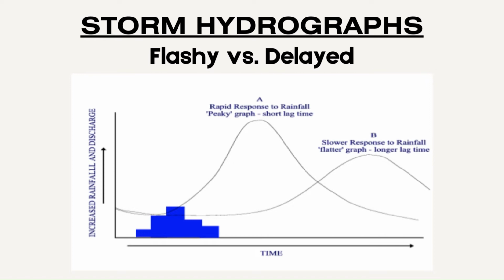In contrast, a delayed hydrograph shows a longer lag time, a gentler rising limb, and a lower peak discharge. Here, the river responds much more slowly to rainfall, meaning there's less immediate flood risk. Delayed hydrographs are common in larger basins, flatter landscapes, or areas with permeable soils where water infiltrates easily.